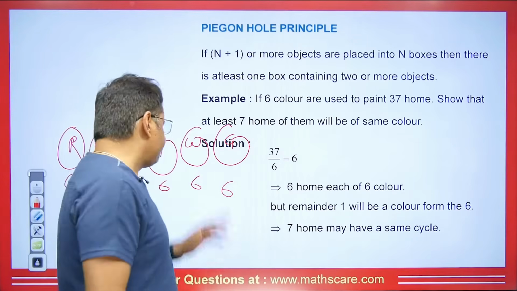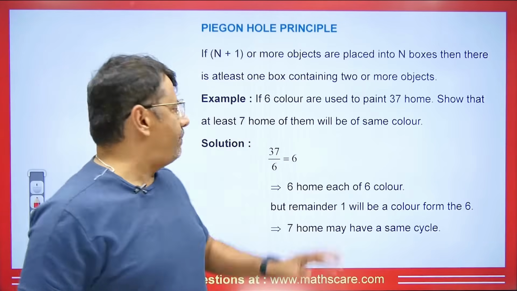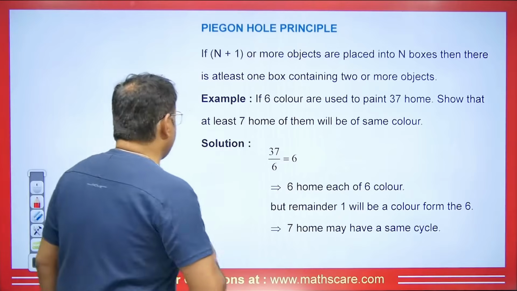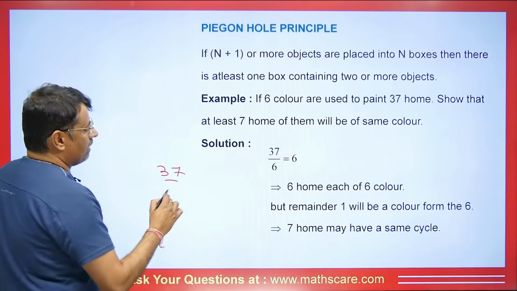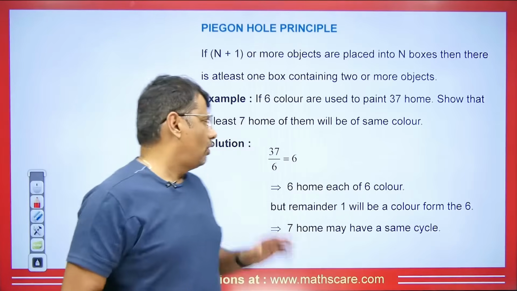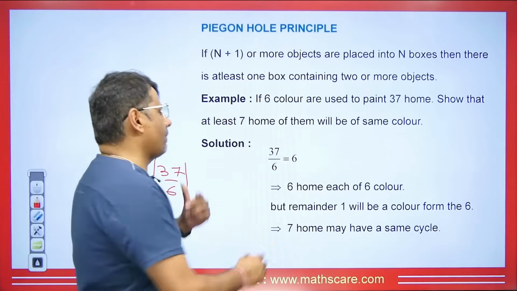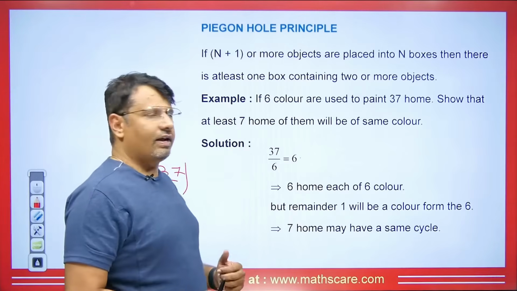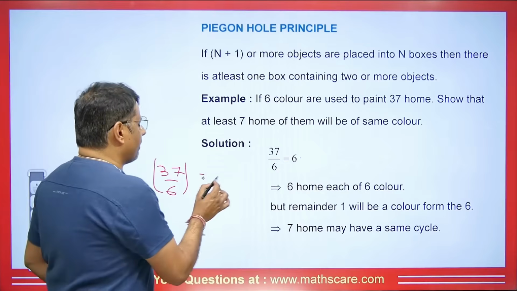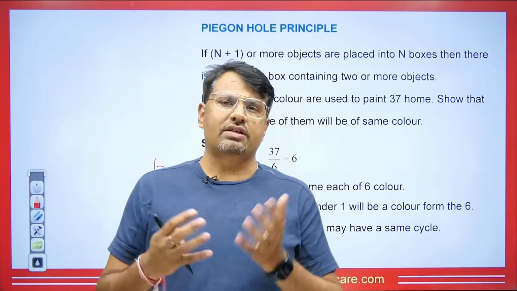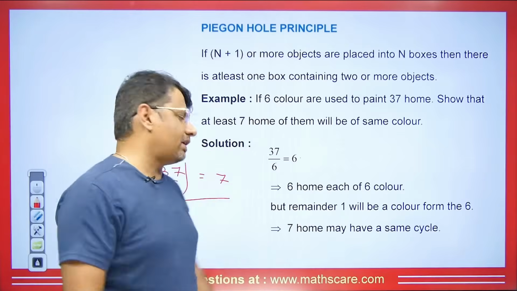Getting my point? So my dear students, there is another way of solving this. Whenever we solve such questions, we divide. Like here, if I divide 37 upon 6, we take the greatest integer. The answer will be 6 point something after we divide them, but when we take the greatest integer, it becomes 7. So this is something important to remember. I will explain more questions later.